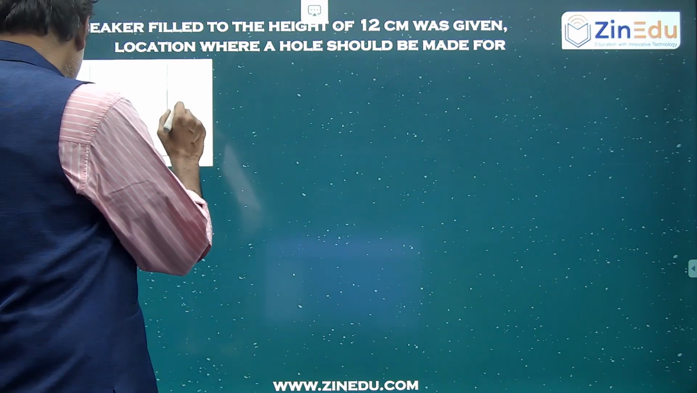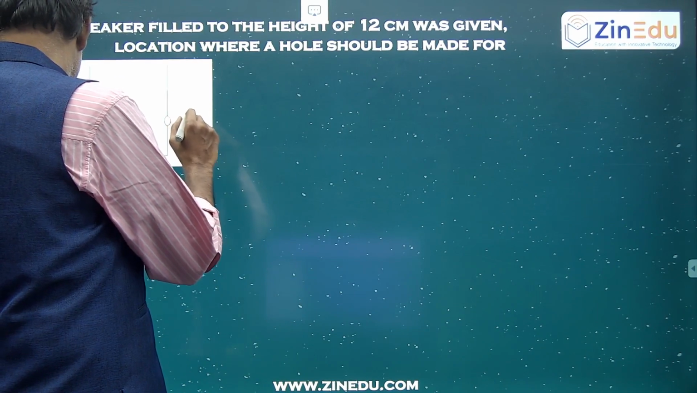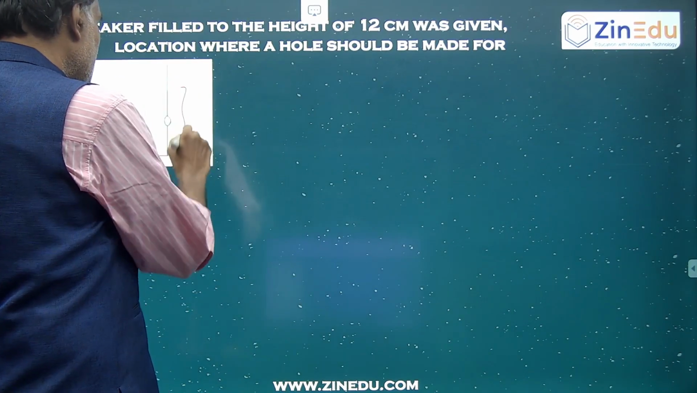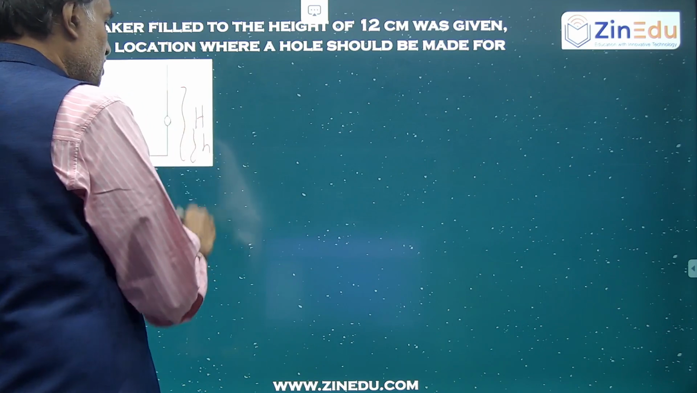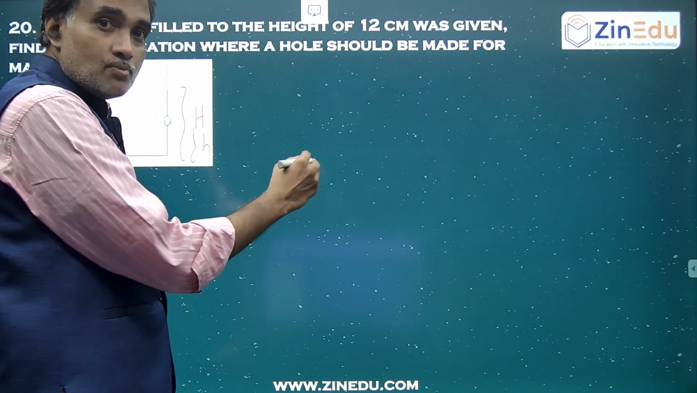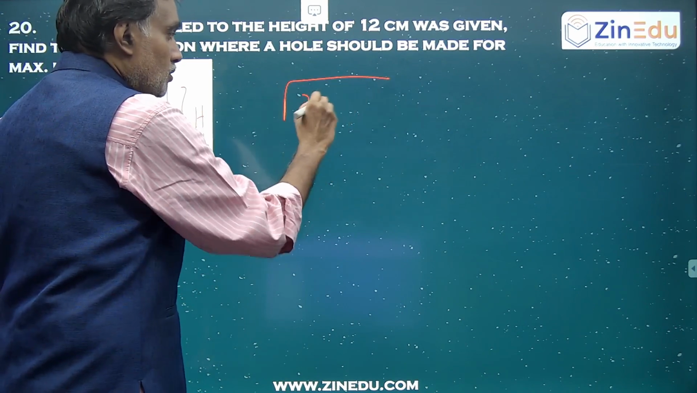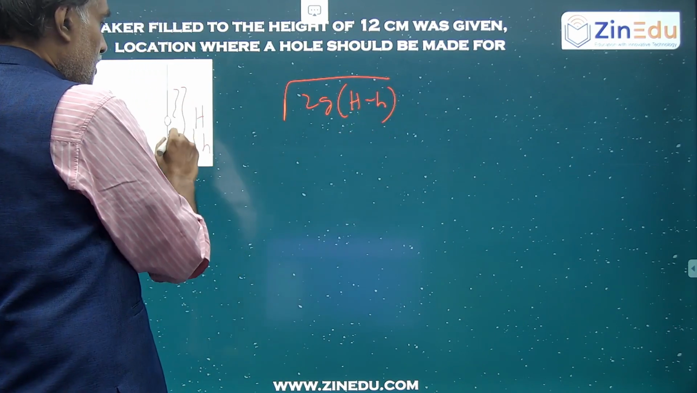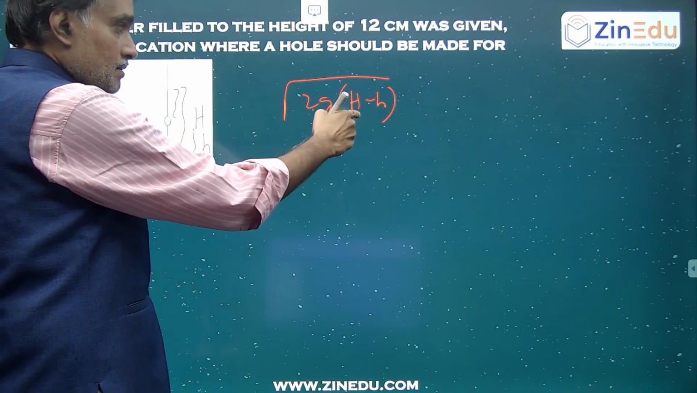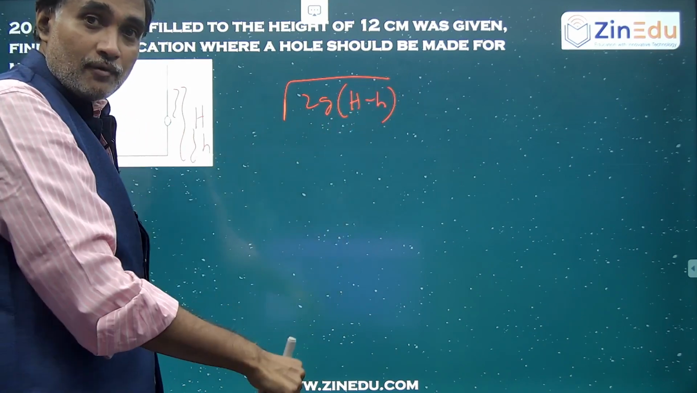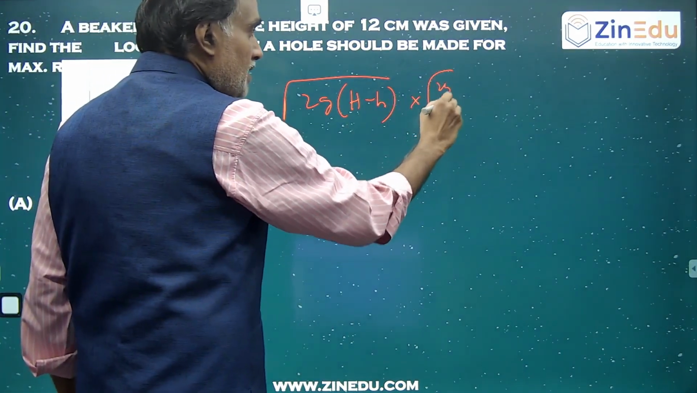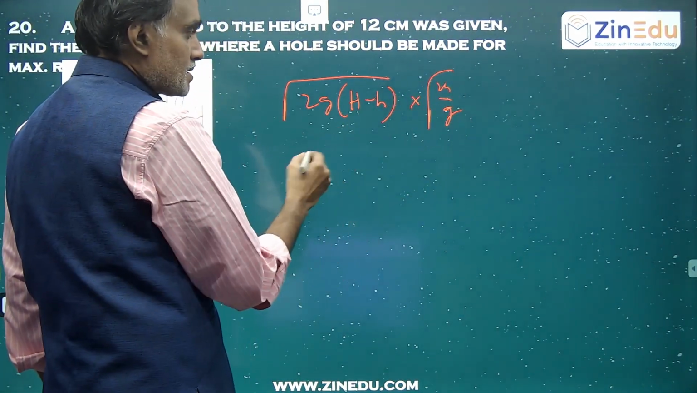Let us say this total height is capital H. The hole is made at a height small h. Then with what velocity does the liquid come out? Root 2g(H minus h). Then how do you find the range? Velocity into time of flight. What is the time of flight? Root 2h by g. Root g cancels. Then this is the range.